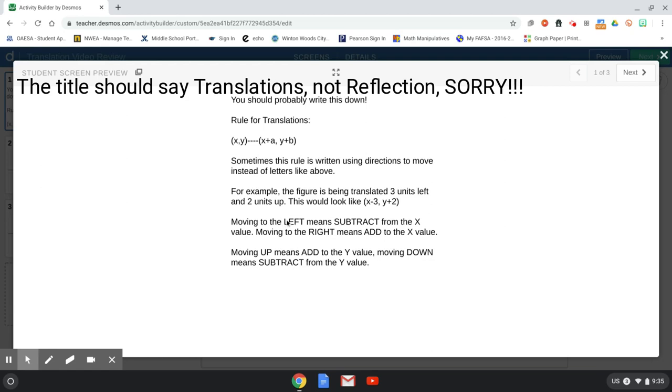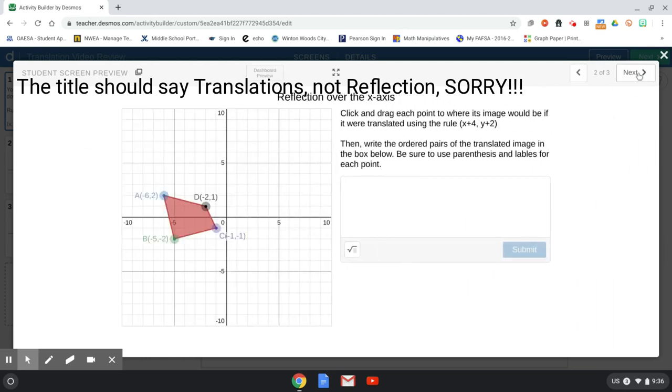So the translation is if I move to the left, I subtract from the x value. If I move to the right, I add to the x value. If I move up, it means add to the y value. And if I'm being told to move down, it means subtract from the y value. So you can see things like this, or you might see things written like this. Now, I do want to tell you, sometimes it won't have addition. Sometimes it'll have subtraction. But you are in 8th grade. We know how to deal with addition and subtraction. So let's take a look at a couple examples.